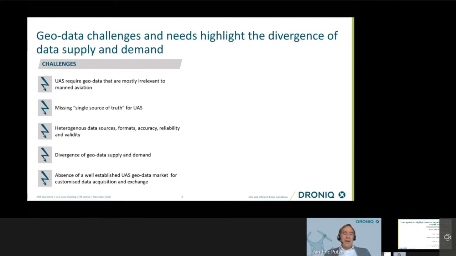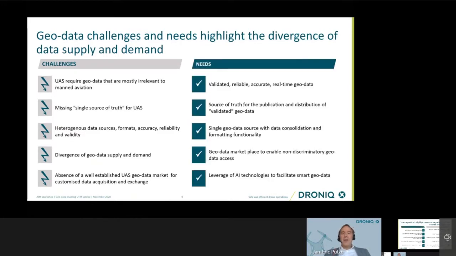And of course, we have no market for that currently. There are only a few people offering that service. Why is that? Because there are so many different sources. You really have to know where to get your data from to have the complete data set, to be able to do your mission, to be able to fly beyond visual line of sight. So what we actually need is, of course, validated, reliable, accurate, and real-time geodata.